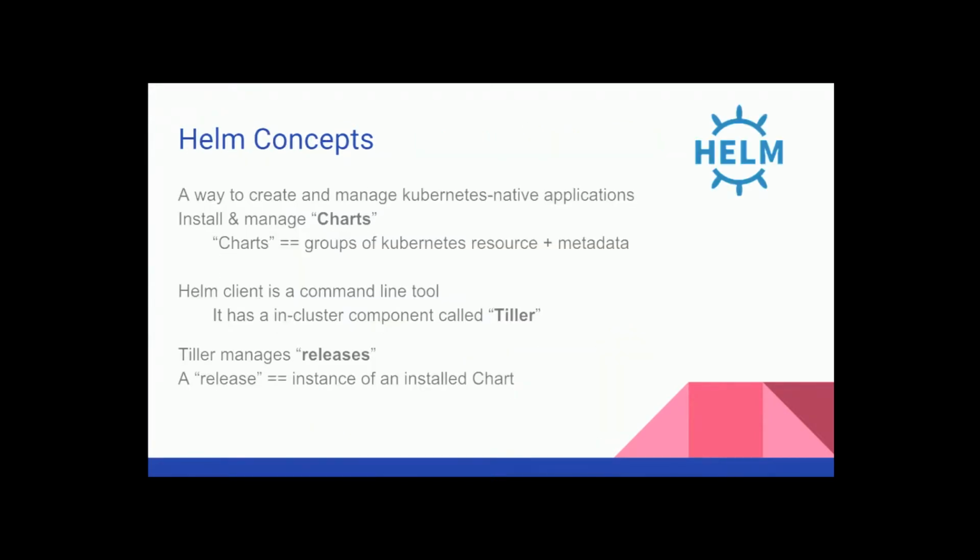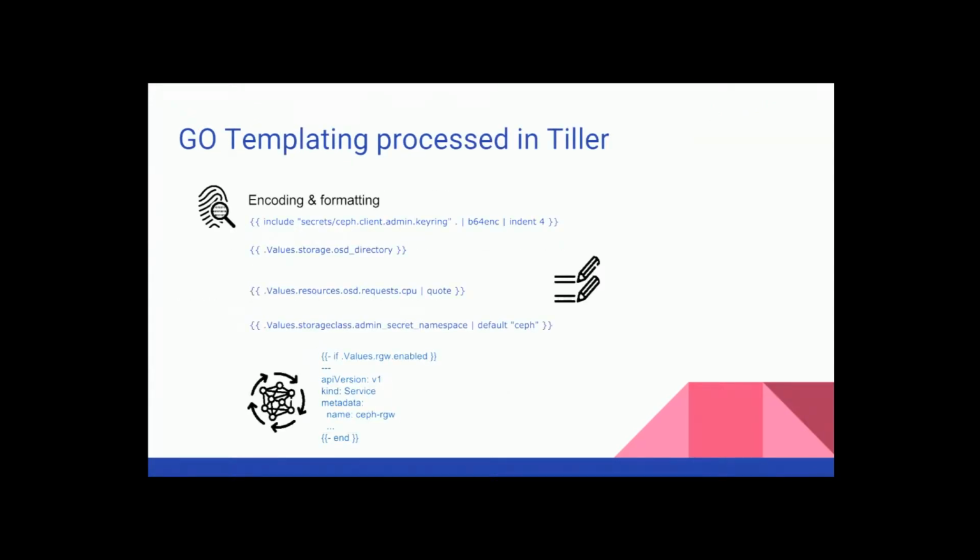So the concept, basically, is that inside the chart we have a group of Kubernetes resources that we can deploy. We have the client tool, the Helm CLI, and then Tiller is the component within the cluster that handles releases. Okay, next. And I hope you can see this.